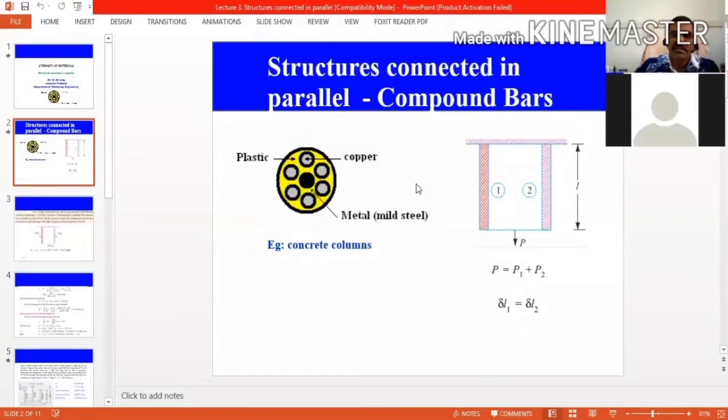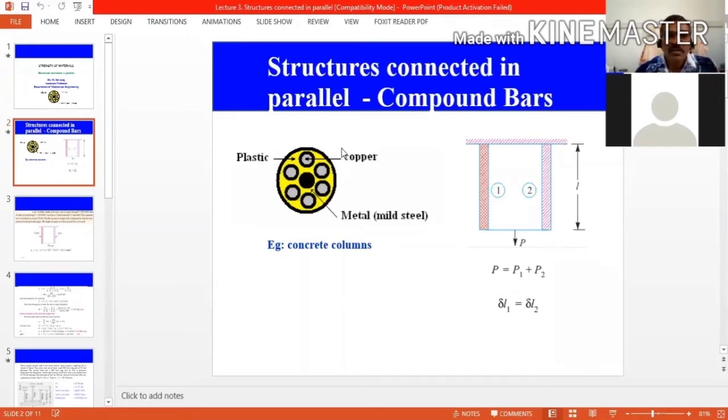Today we are going to discuss structures connected in parallel. When structures are connected in parallel, how to find the stresses in each member, and how to find the deflection in each member. For that, we have to form the relations for force as well as deformation.